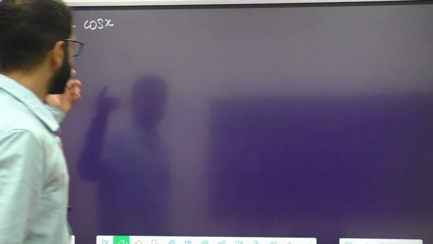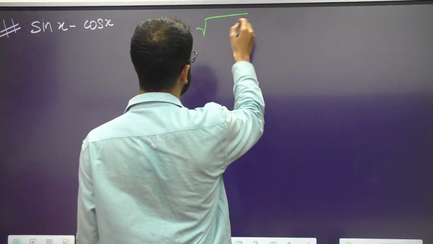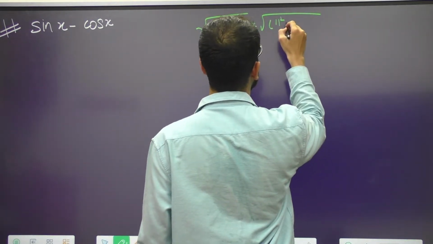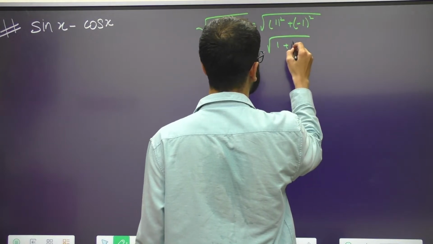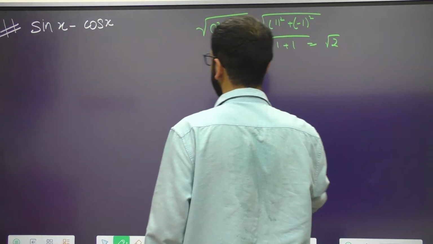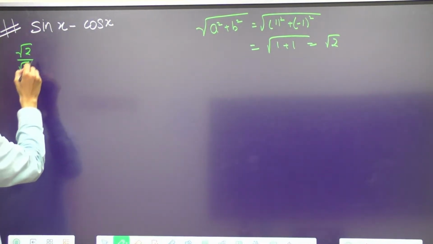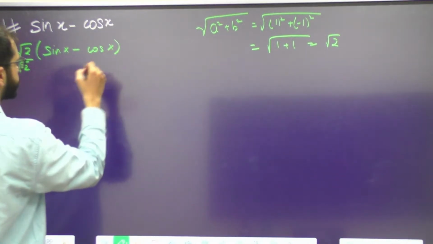Okay, now if we have to calculate the value of sin x minus cos x, let's repeat the process which we discussed just now. The coefficient of sin is 1, the coefficient of cos is minus 1. So the formula is under root a square plus b square. That is going to be root of square of 1 plus square of minus 1. So this will be under root 1 plus 1. That will again be under root 2. Multiplying and dividing the expression by root 2, I am going to get root 2 upon root 2 multiplied with sin of x minus cos of x.